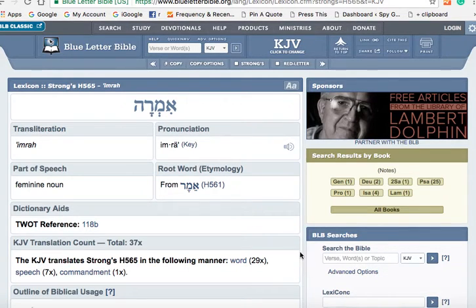But the thing is, here it's used as a word 29 times, speech 7 times, and commandment 1. So whenever you see the word commandment, a lot of times the original word that was used there is not a commandment, but the word could be imra, davar, or the other one that we went to, pay. So its meaning is very, very loose, and oftentimes when it's translated into different languages and into different versions, the original understanding gets diverted.